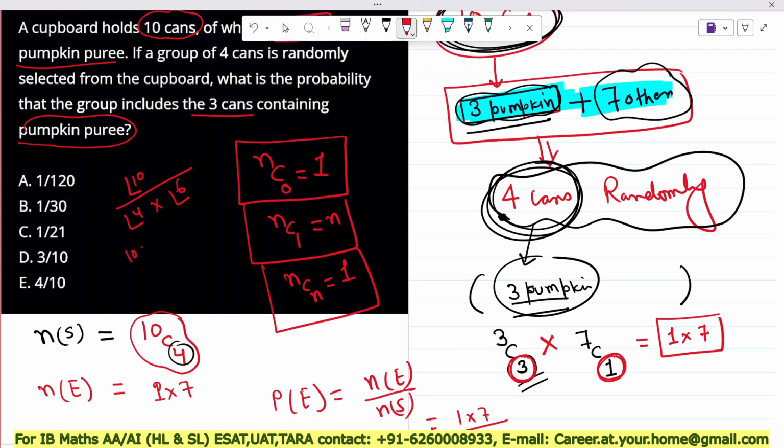Correct. 10 into 9 into 8 into 7, and factorial 6 cancels out. And this should be 4 into 3 into 2. Right? This 4 and 2 cancel with 8, and 3 cancels with 3. So 7 threes are 21, and 10, 210. So it should be 1 over 210.